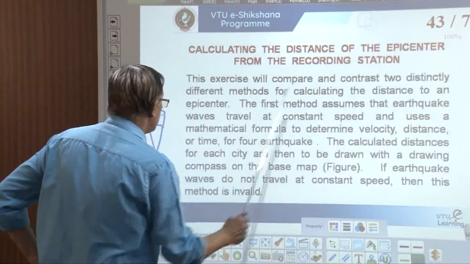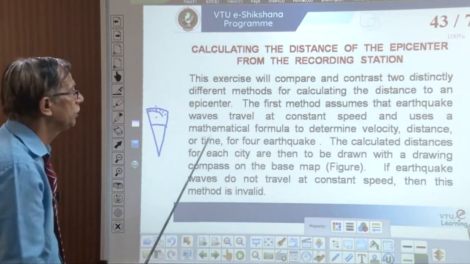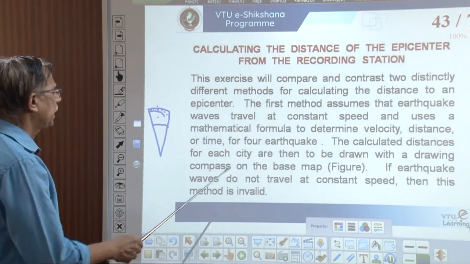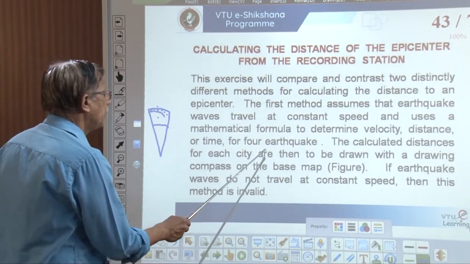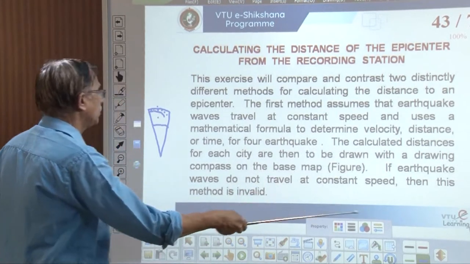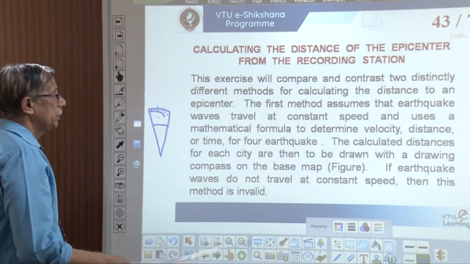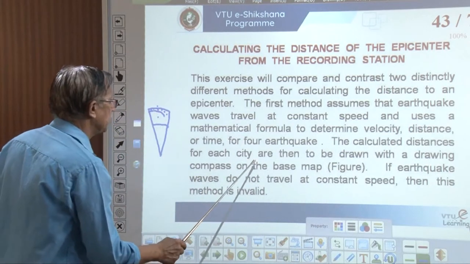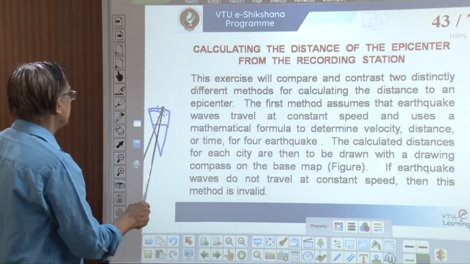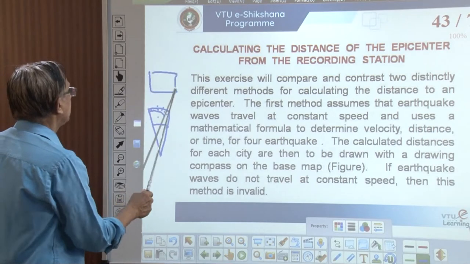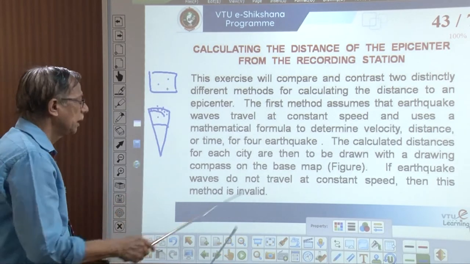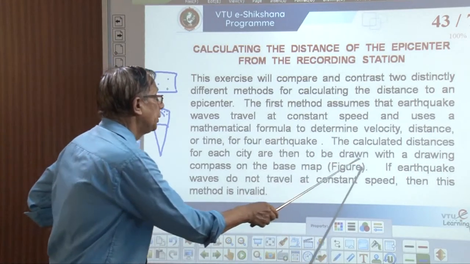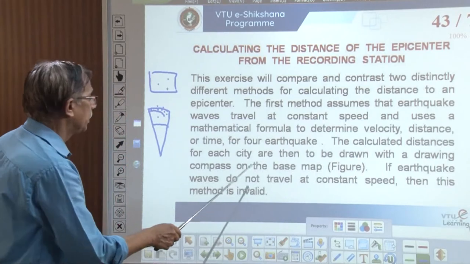Constant speed, and we use a mathematical formula to determine the velocity. Now, that is simple: velocity is distance divided by time. If we have several earthquakes, we can generate the epicenter, with a minimum of three. The calculated distance for each city, meaning the location here, here, here, on a map, if I have one, then each is to be drawn with a drawing compass on the base map.